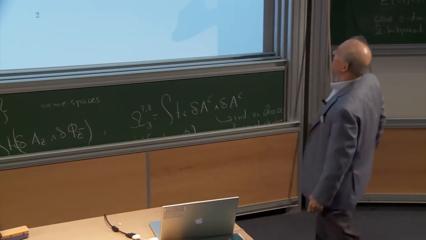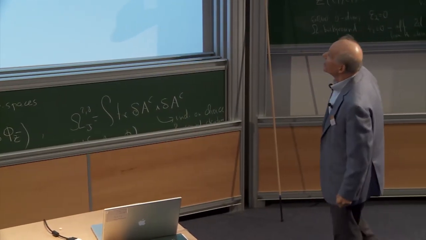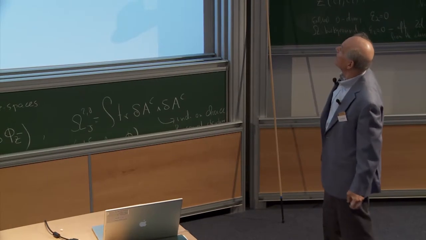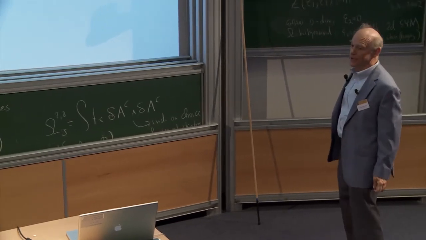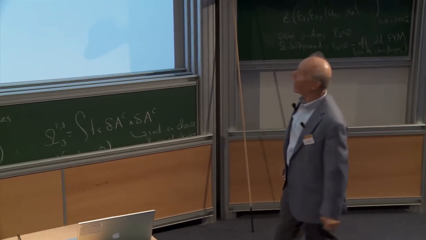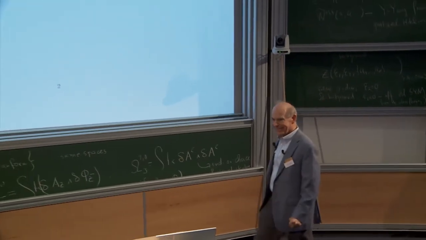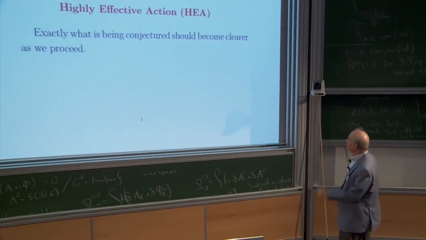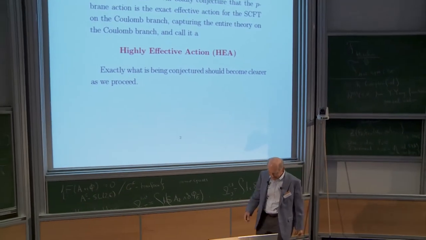So in certain cases, I will boldly conjecture that the p-brane action is the exact effective action for the superconformal field theory on the Coulomb branch, capturing the entire theory on the Coulomb branch, and call it the highly effective action. Exactly what is being conjectured should become clearer as we proceed.